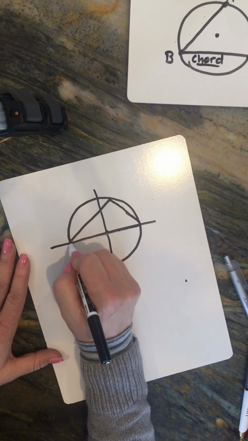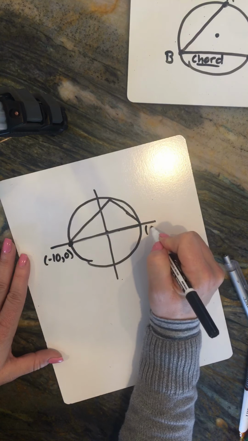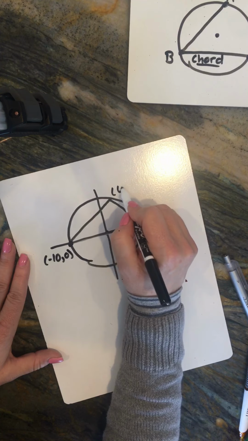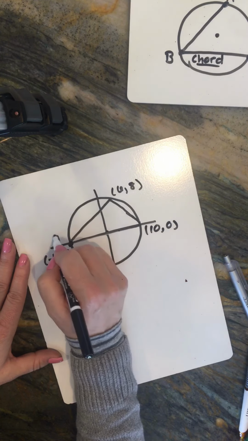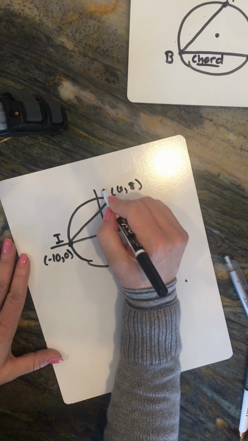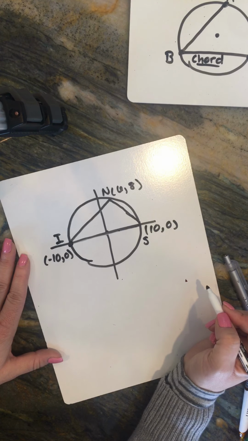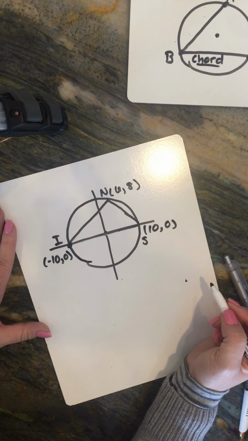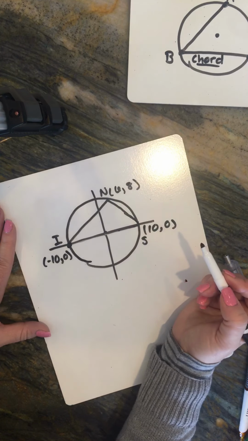We'll say that this coordinate is the coordinate -10, 0. So this one is 10, 0. This coordinate up here is 6, 8. And we'll call this point I, this is N, this is S. All right, so we want to determine if this is a right triangle or not.